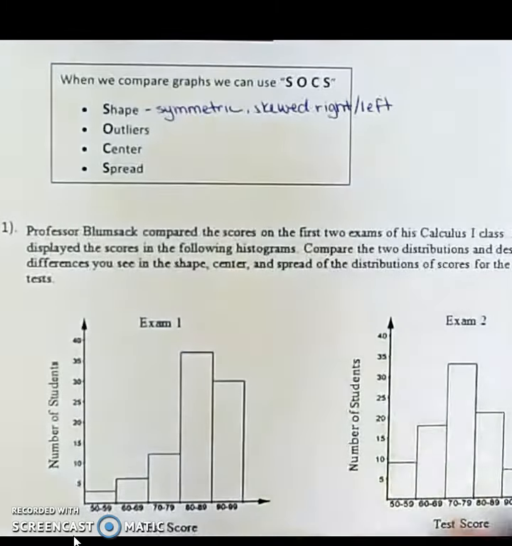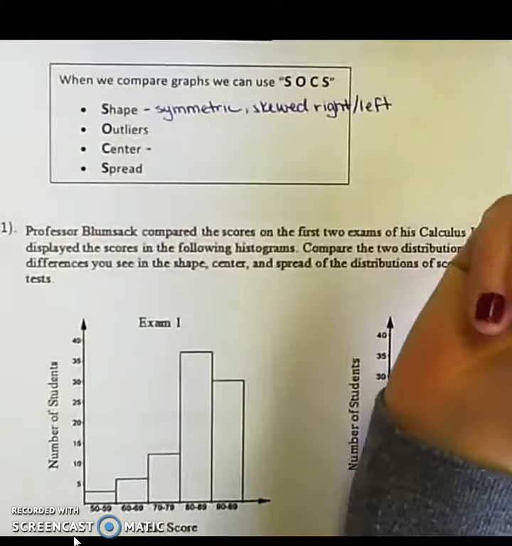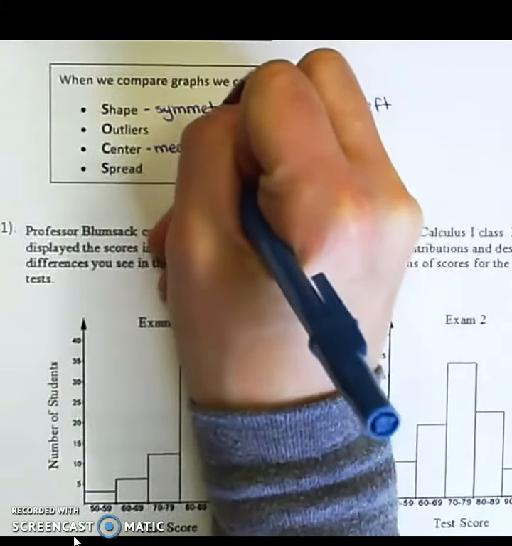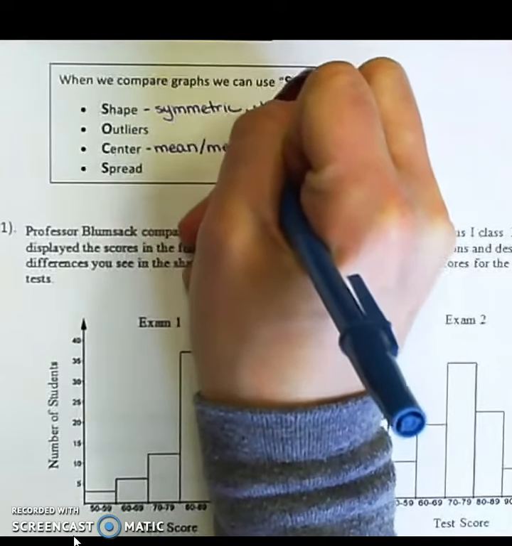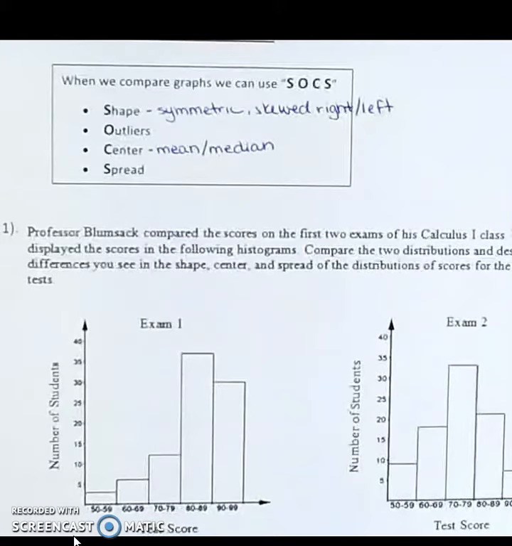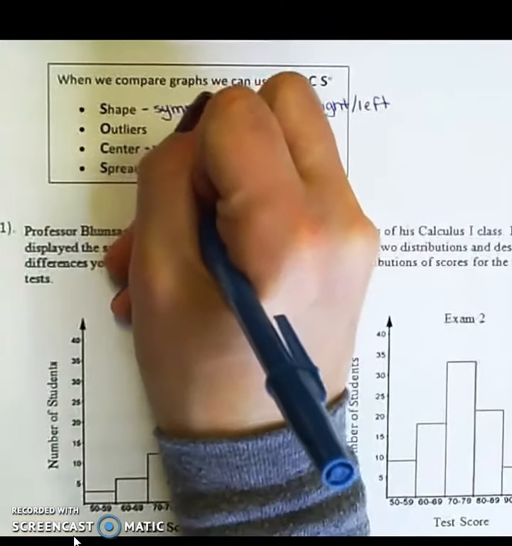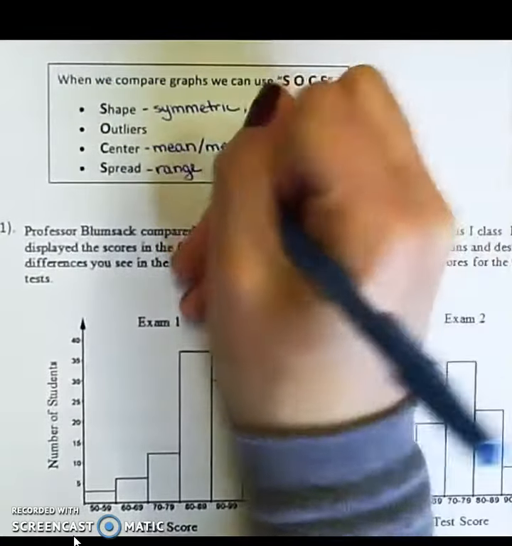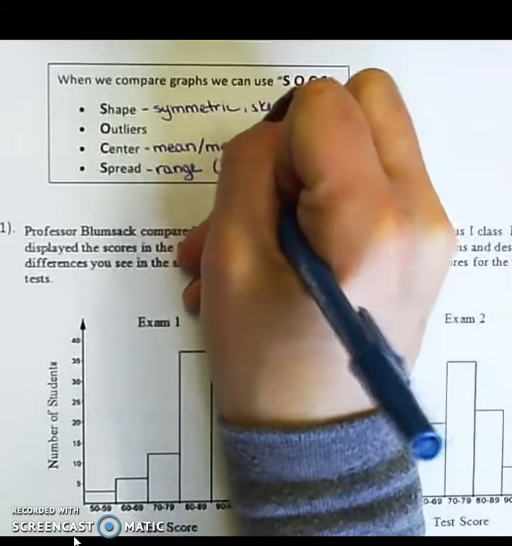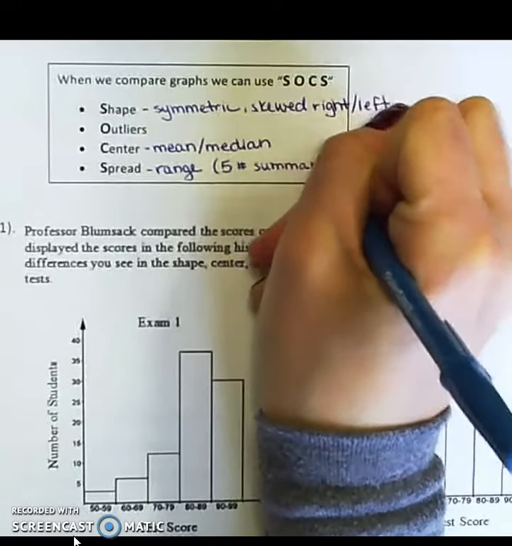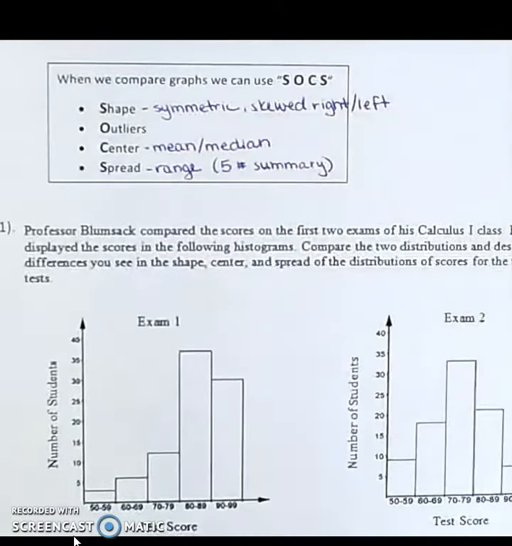Next is the center. Depending on the type of graph that we're looking at, you're going to want to write down the mean or the median of the data set. And finally, the last S stands for the spread. You're going to want to give the range, or if you're looking at a box plot, you can give the 5-number summary, because that will also give you a very good idea about what the spread would be.